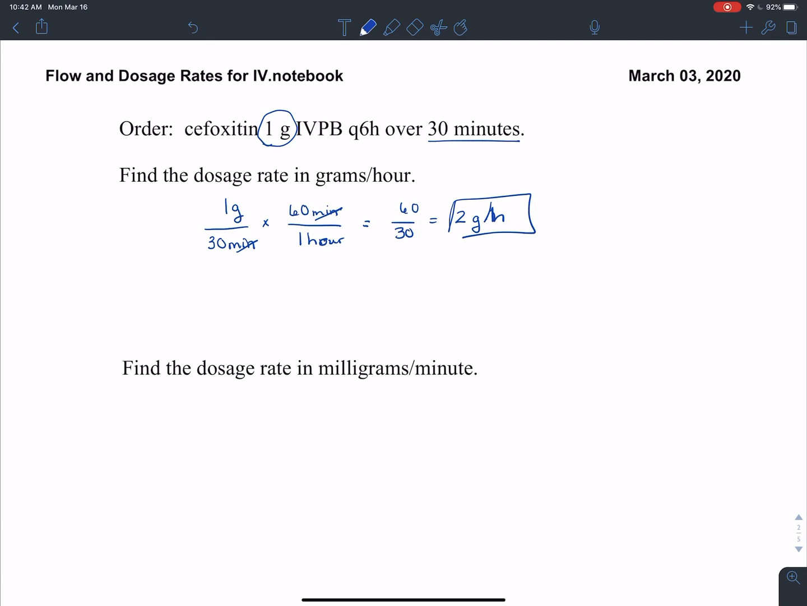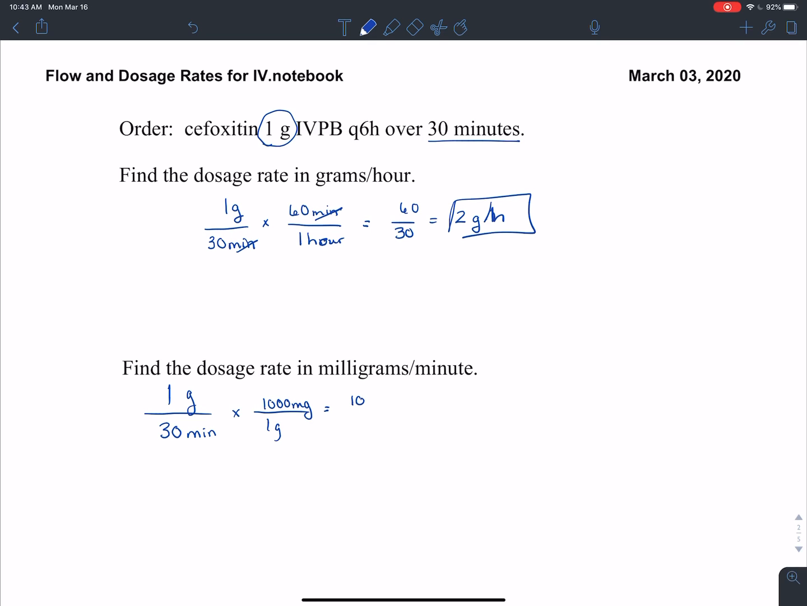If I look at the next question, it says find the dosage rate in milligrams per minute. So in the same situation, we're looking for milligrams per minute. So I'm going to start out 1 gram over 30 minutes. This time, instead of changing the time, I need to change that gram. So I know in 1 gram, there are 1,000 milligrams.